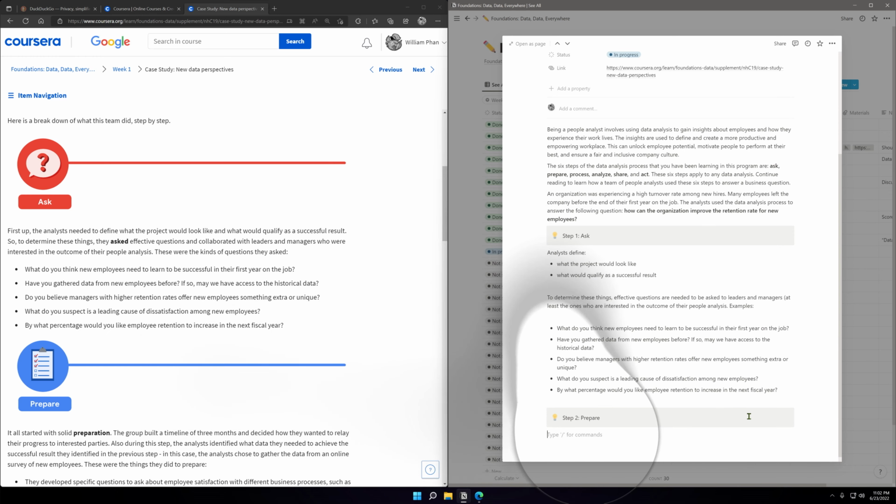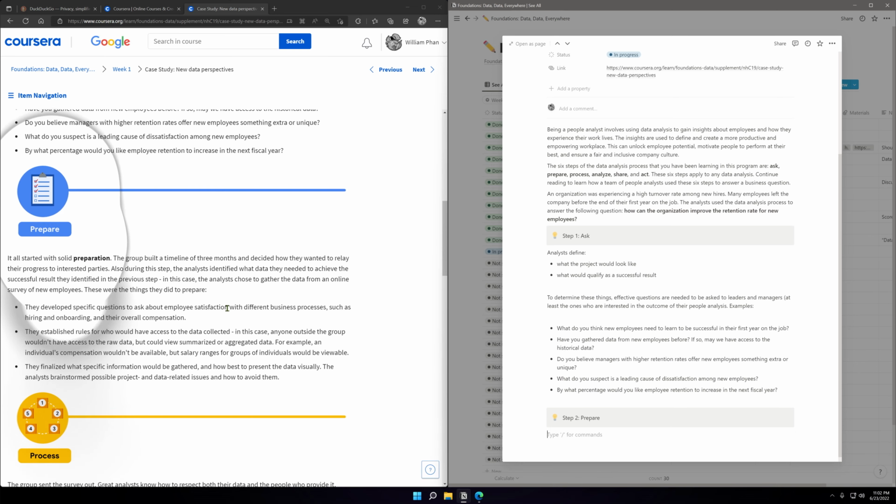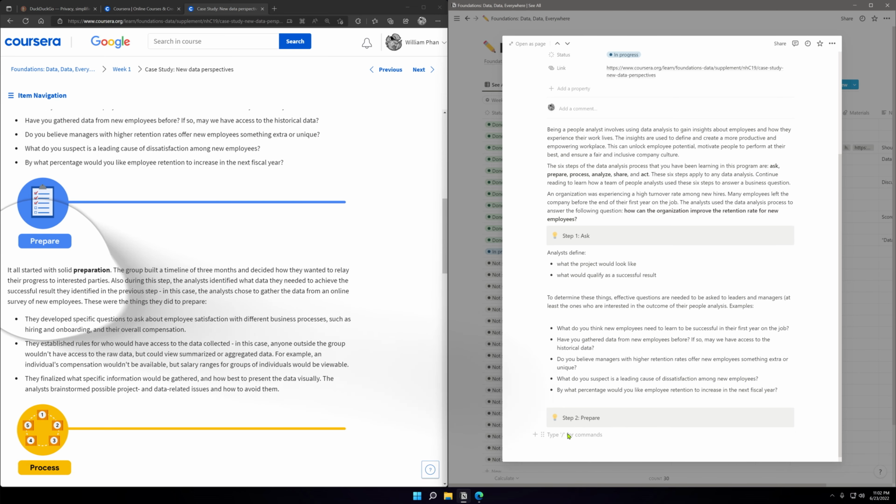To prepare, the team started with solid preparation. The group built a timeline of 3 months and decided how they wanted to relay their progress to interested parties. Also, during this step, the analysts identified what data they needed to achieve the successful results they identified in the previous step. In this case, the analysts chose to gather the data from an online survey of new employees. These were the things they did to prepare.